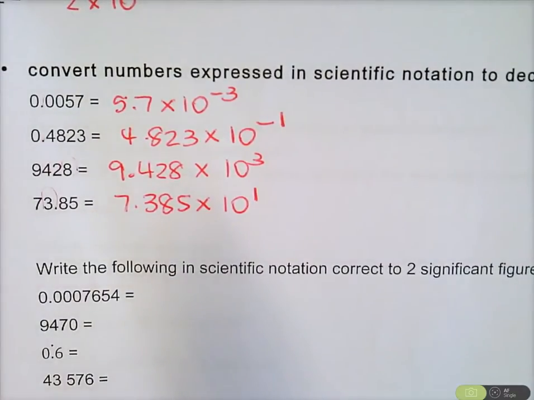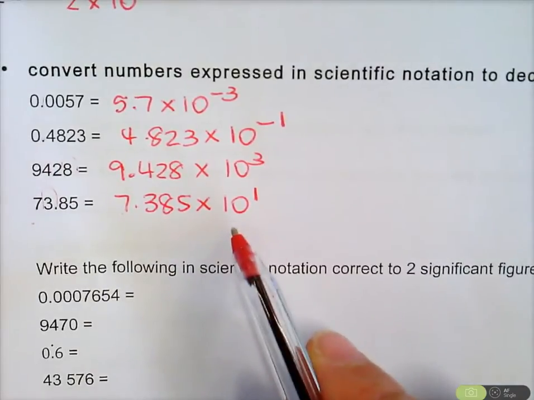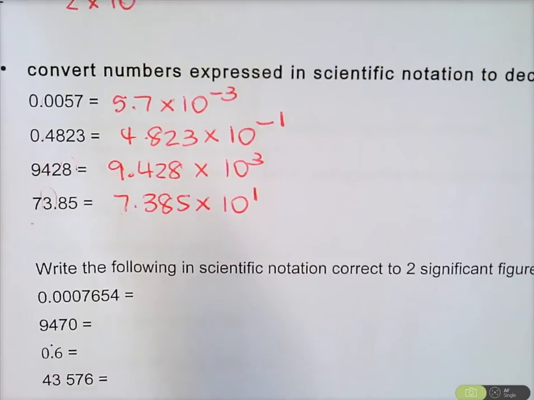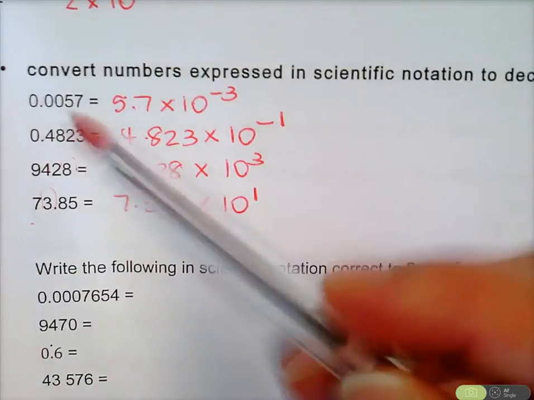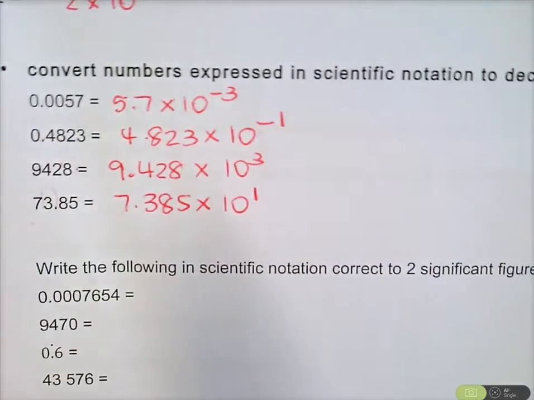No, that is that original number. Well, how do you get 73? It's 7.3 times 10. Look at the number at the beginning. If it's a number bigger than 1, if it's a big number, it's a positive power. Got it? If it's a decimal number, 0 point something, it's a negative power.